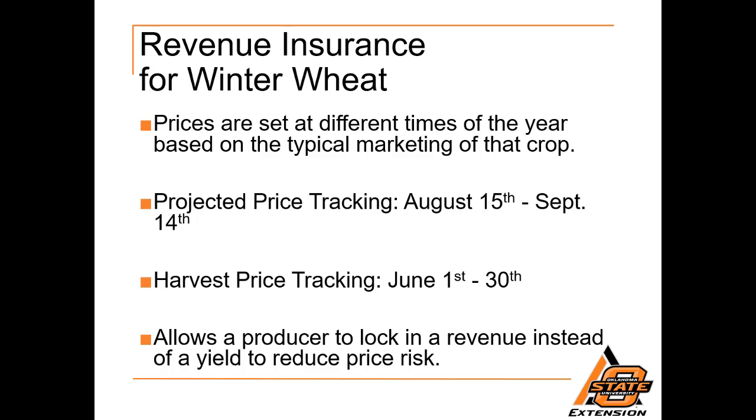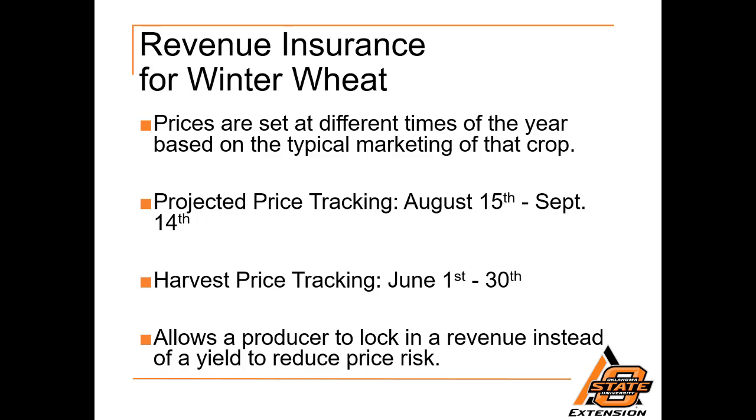The good thing about straight revenue insurance is that we also track a harvest price. So as we get closer to harvest, that price is tracked from June 1st to June 30th. If prices continue to increase past the projected price tracking time period, and as we get to June, prices are higher than they were back in August, then that harvest price tracking can capture that increase in prices, and the revenue insurance will provide a revenue guarantee based on the highest price.